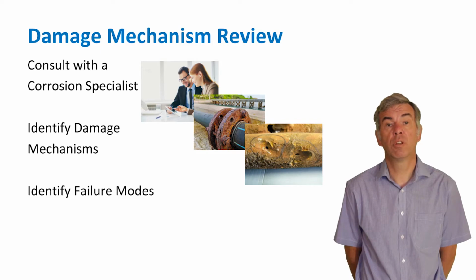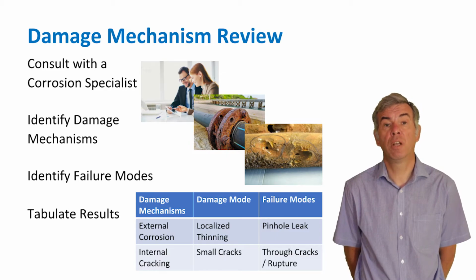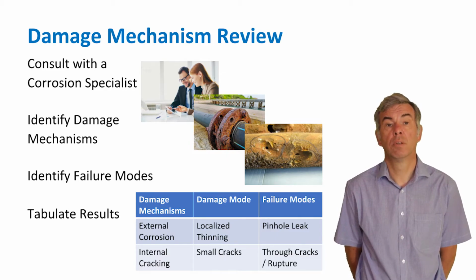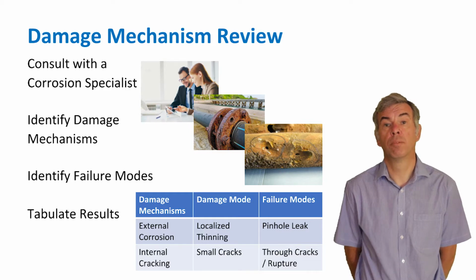The results need to be tabulated as shown in these examples. So for instance, external corrosion leads to localised thinning, leading to a pinhole leak. Internal cracking leads to small cracking through to through cracks or even rupture.